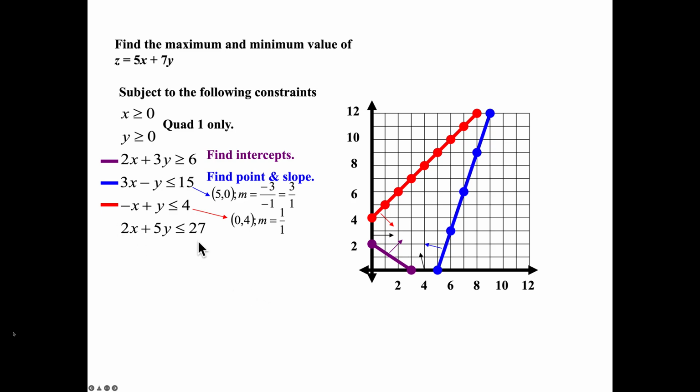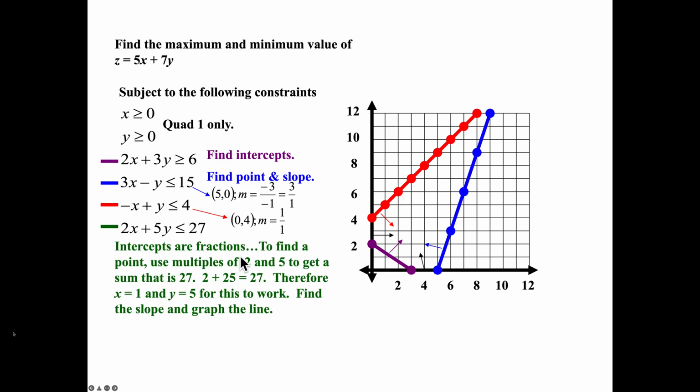Now, hold the phone. I was going to go find the x-intercept, but 2 doesn't divide into 27 evenly, and 5 doesn't divide into 27 either. So my x and y intercepts would be fractions. That would be really difficult to graph. So here's a shortcut. Look to turn these numbers into multiples of 2 and multiples of 5 that can add up to 27. All right, so here's what you can do.